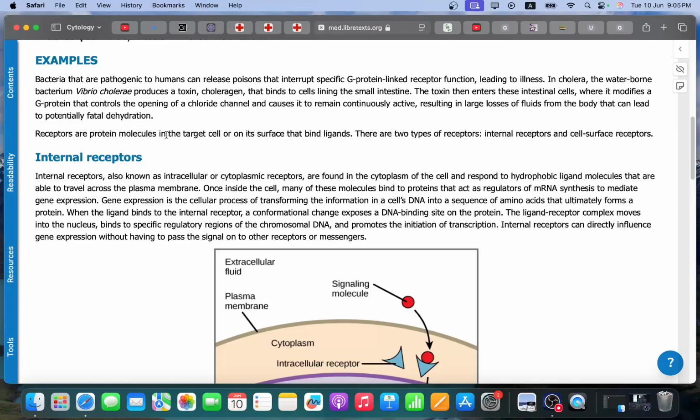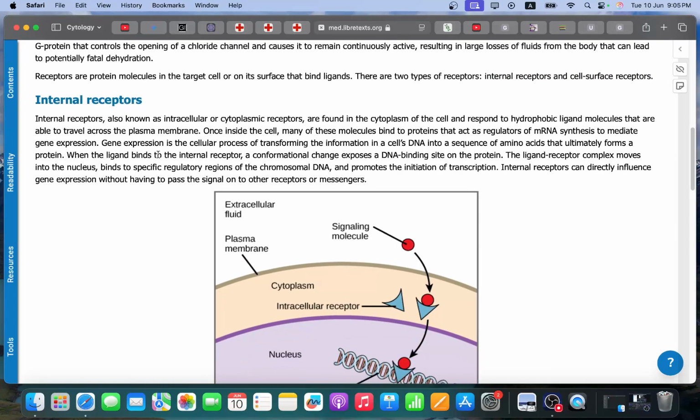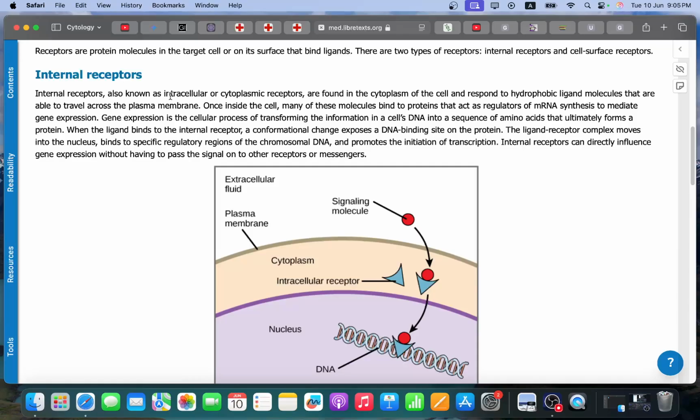Receptors are protein molecules in the target cell or on its surface that bind ligands. There are two types of receptors: internal receptors and cell surface receptors. Internal receptors, and by the way, this is a chapter about receptors, also known as intracellular or cytoplasmic receptors, are found in the cytoplasm of the cell and respond to hydrophobic ligand molecules that are able to travel across the plasma membrane.